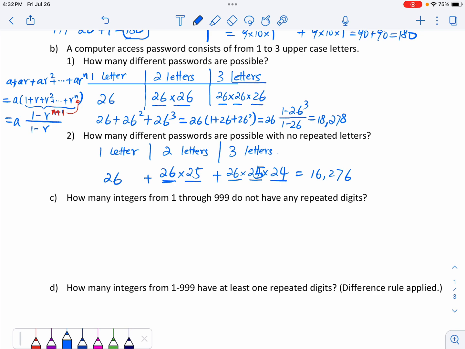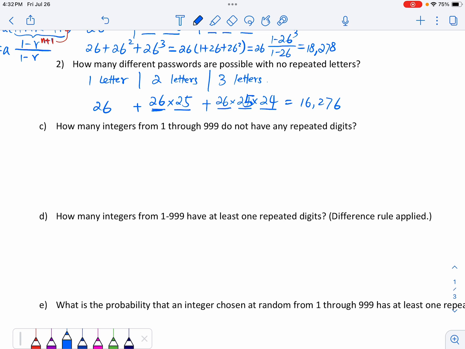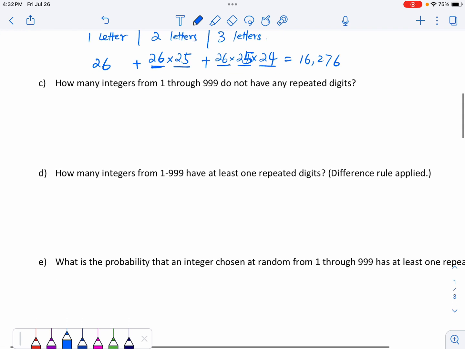All right, this is example number 2. Let's continue with example number 3 in the same video. How many integers from 1 through 999 do not have any repeated digits? Again, the way I will approach this one is to think about how to divide these integers into subsets. I'm going to divide these integers into single digits, double digits, and 3 digits.